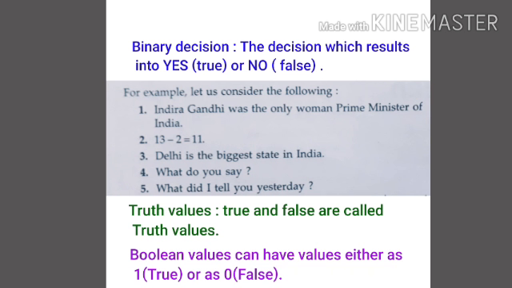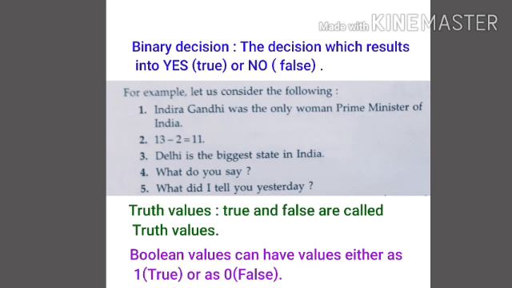So when we see the various categories of answers, we can say that the answers or decisions which result in yes and no or true and false are known as binary decisions, because these decisions are used in computing the values or in the decision making process in the computer system. And the values true, false, yes, no are known as Boolean values. And true and false are called truth values.